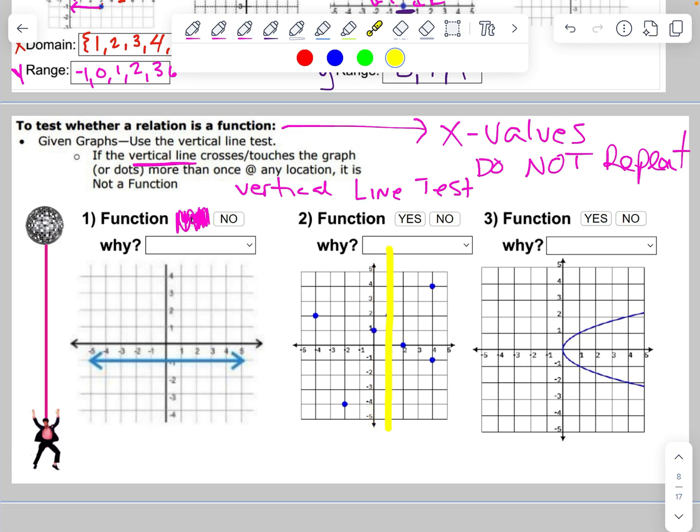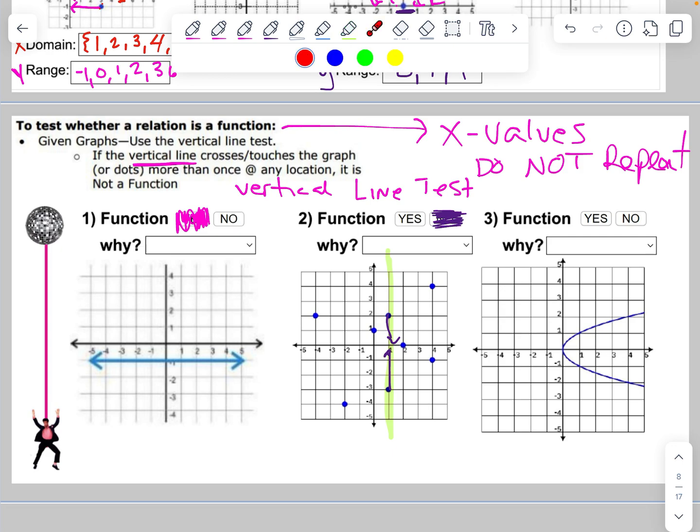Oh, but when I drag John Travolta or have that vertical line right there, look, it touched two dots at the same time. That means there's repeating x values, okay? They're both at 1. So this is not a function, okay, because that vertical line touched two dots at the same location at the same time, okay?